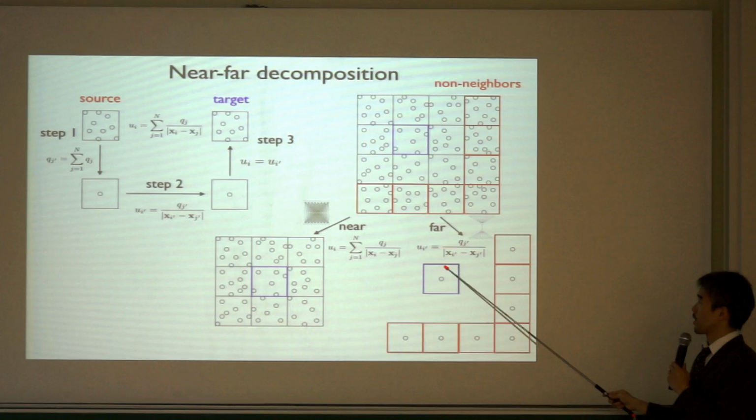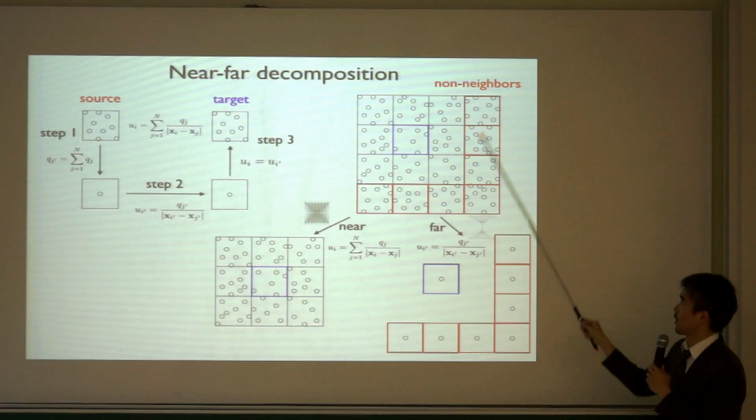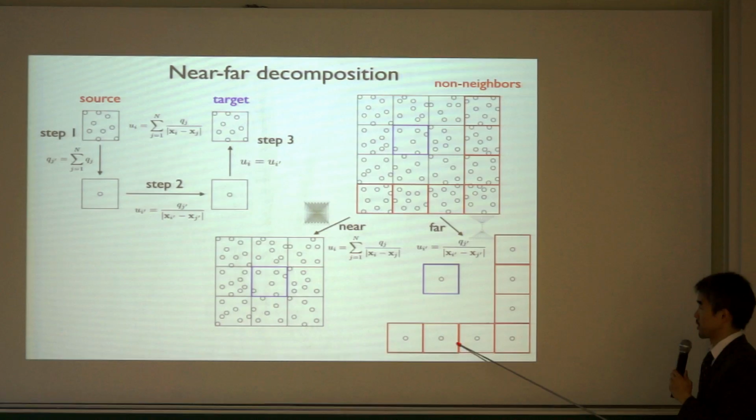This blue box, I'm just showing for this one, but you actually need to loop over all the boxes and consider them as the blue box, and then calculate the appropriate red far boxes, and also combine that with the solution of the near boxes.